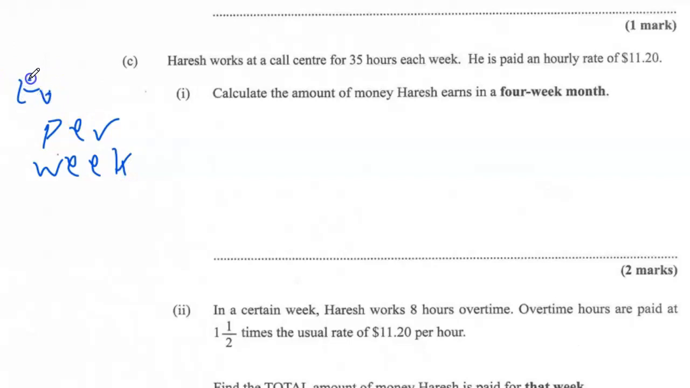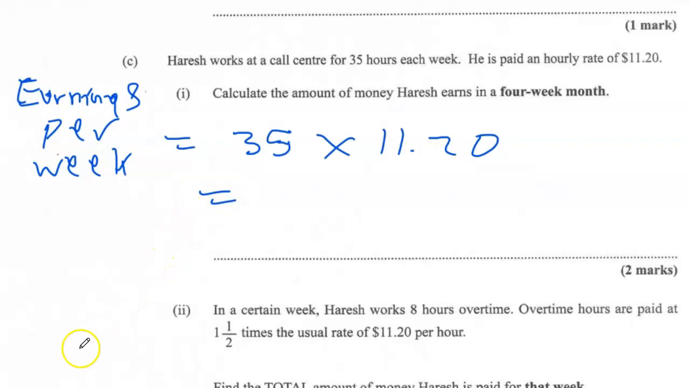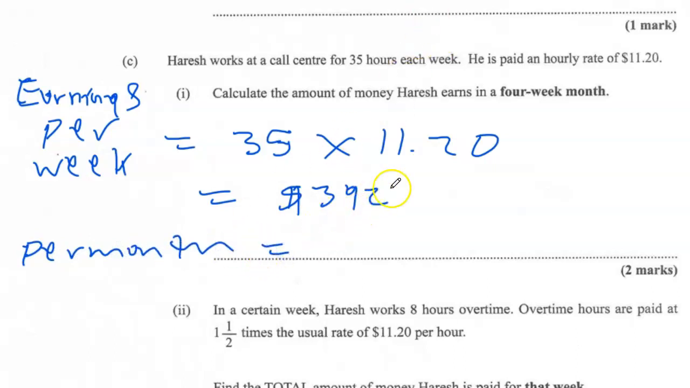So earnings per week: per week, he worked 35 hours, and the payment for each hour is $11.20. So 35 times 11.20 gives us $392, and this is per week. So the earnings per month will be, since we have 4 weeks in a month, 4 times the weekly earnings, which is 392. So per month, it's 4 times 392.